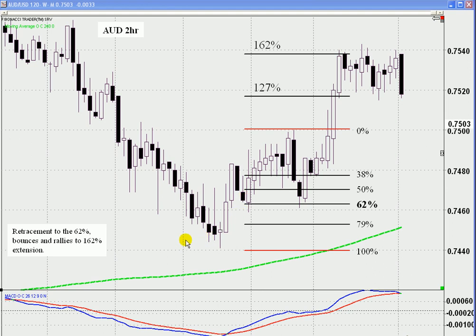The days are separated by these vertical lines, and watching on the CD you cannot see the dates, but if you look in your manuals you can see the dates on the lower part of the chart. Pulling my Fibonacci from this low to this high, the tool has the parameters set into the software, and it automatically calculates the 38% retracement, 50, 62%, 79, and 100.